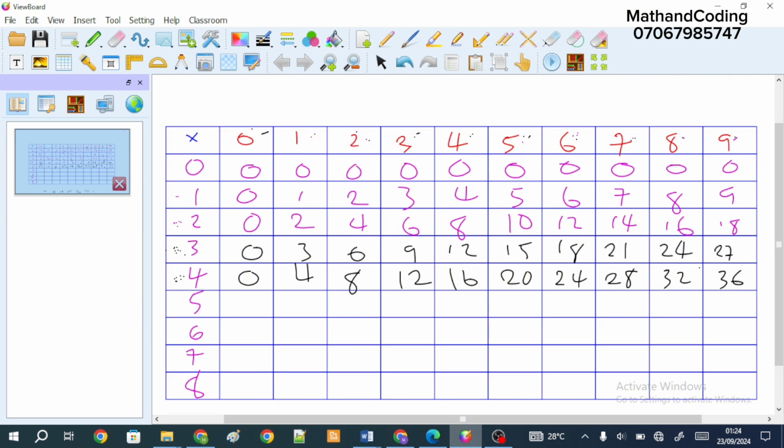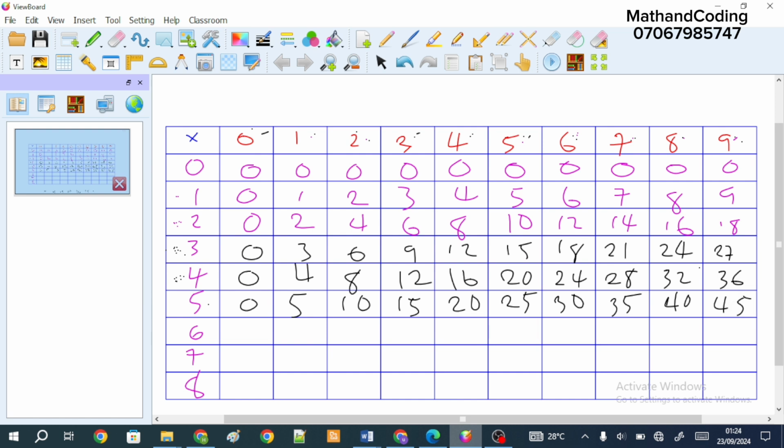Okay, let's go to 5. 5 times 0 is 0. 5 times 1 is 5. 5 times 2 is 10. 5 times 3 is 15. 5 times 4 is 20. 5 times 5 is 25. 5 times 6 is 30. 5 times 7 is 35. 5 times 8 is 40. 5 times 9 is 45.